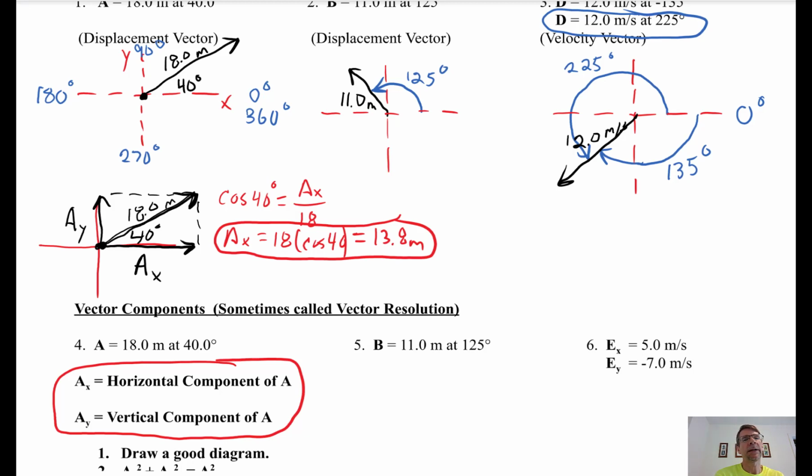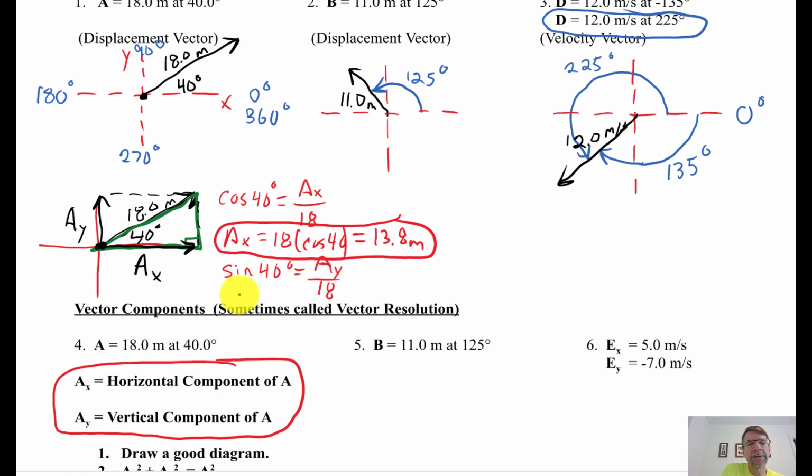Let's highlight that. I'm really highlighting this triangle right here right now. That's okay. That's a right angle. So I'm going to look at this vertical piece, which is the same size as A sub y. So if I do the sine of 40 degrees, that's going to be equal to that opposite length, A sub y. That's A sub y over 18.